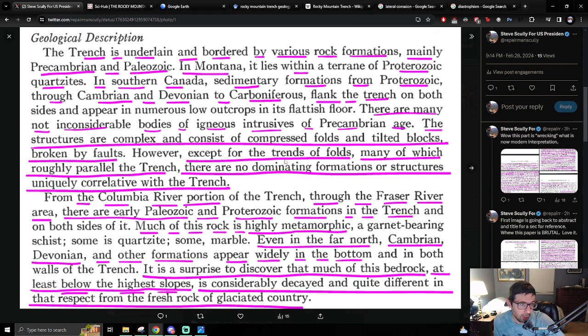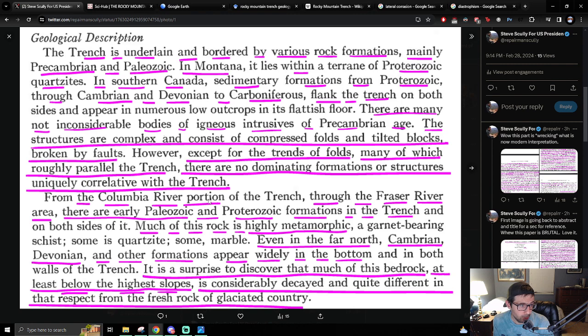However, except for the trends of folds, many of which roughly parallel the trench, there are no dominating formations or structures uniquely correlative with the trench. So geologically, they're saying there's really not that much to look at to see that trends the same as the trench, except for these folds.